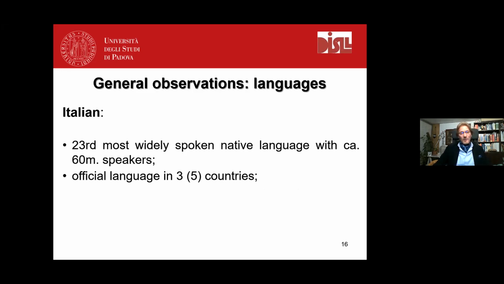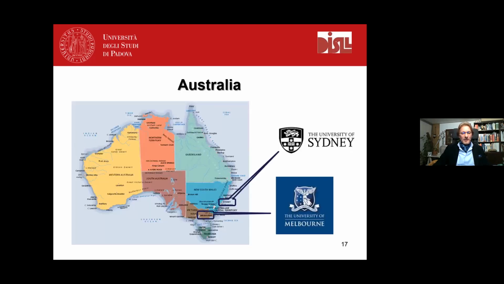Italian is the 23rd most widely spoken native language with about 65 million speakers, and it is spoken only in 3 or 5 countries, depending on what you call a country, because it's also spoken in the Republic of San Marino, which is a very small independent state in the heart of Italy, and then in the Vatican City and in Switzerland. So it's definitely less widely spoken than the other 2 languages we are investigating. These are the places where the investigations were conducted, where I collected my data: the University of Sydney and the University of Melbourne, where I was a visiting professor in 2010.